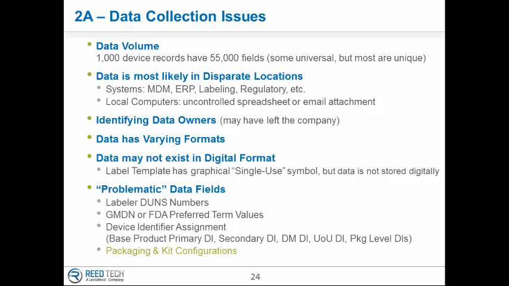Some of the fields that we've seen being more problematic are the labeler DUNS numbers. We saw this also when we were working with electronic product listing in SPL for CEDAR and CBER. When they introduced the DUNS number in SPL submissions, it was totally new to the industry. So there is some time that needs to be taken to do some research at your organization to find out which DUNS number is appropriate to use for your UDI submission. And that's all managed through a company called Dun & Bradstreet. Now we have the GMDN or FDA preferred term values.